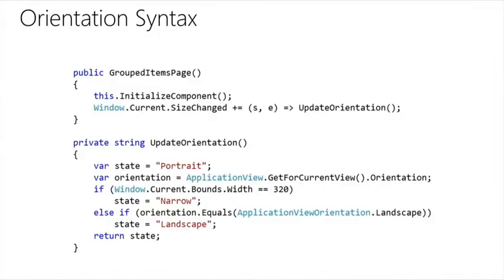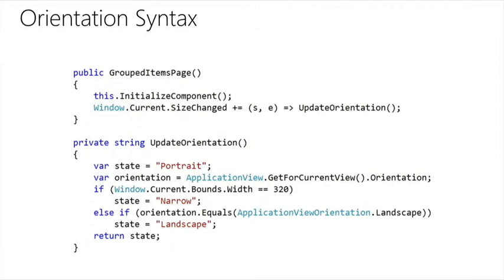That's exactly right. So let's think about the new way to check for orientation. Here's a page, the grouped items page, which is the default in the grid application. There's an event that we're listening for: window.current.sizeChanged. At that moment, we're going to run the update orientation method. Update orientation all it does is return the state. We're not doing anything with it here. We'd have to decide in our own application what we do.